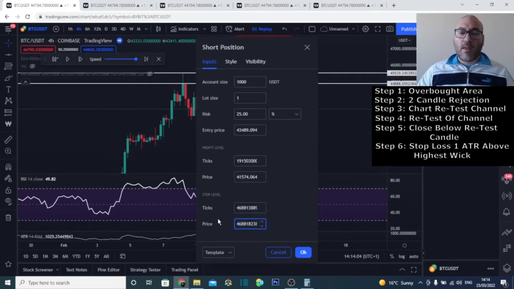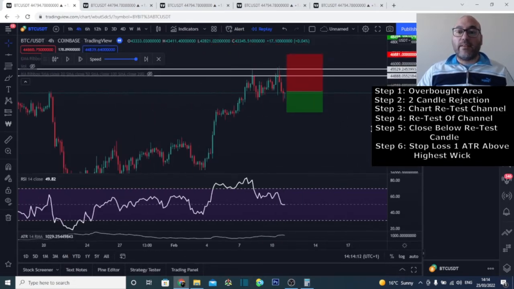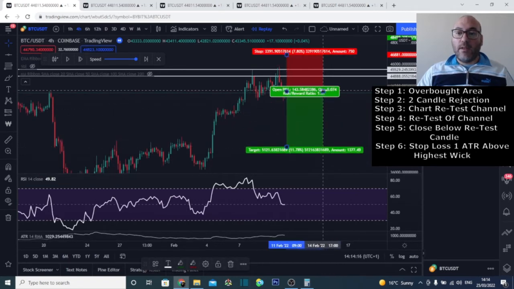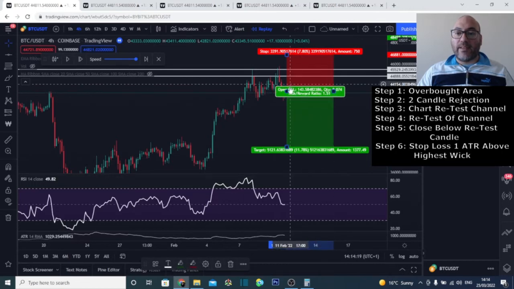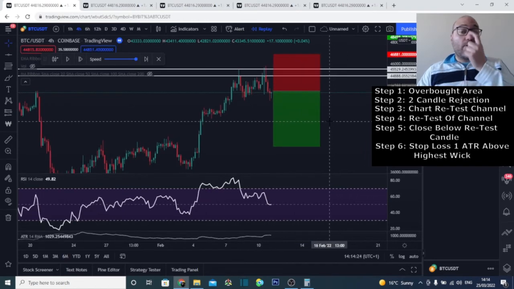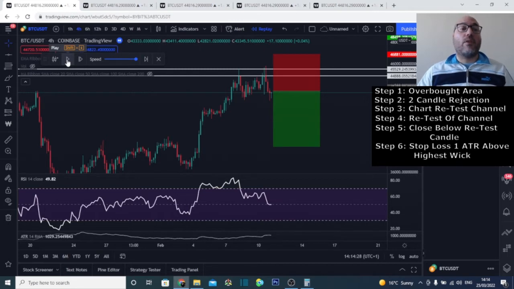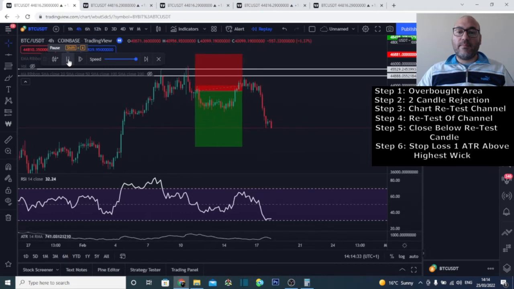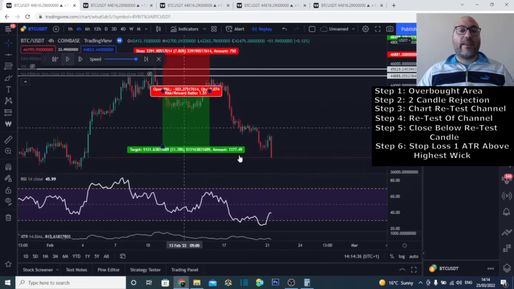So 45825 plus 1056 gives us a stop loss of 46,881. That is our stop loss with a profit target of 1 to 1.5 risk reward. In case you don't know what I'm talking about, this is the risk reward ratio, 1 to 1.5. In this case, it's 1.51. So let's play the replay button and see if we are profitable or not. Okay, here, as you can see, we hit our take profit target.